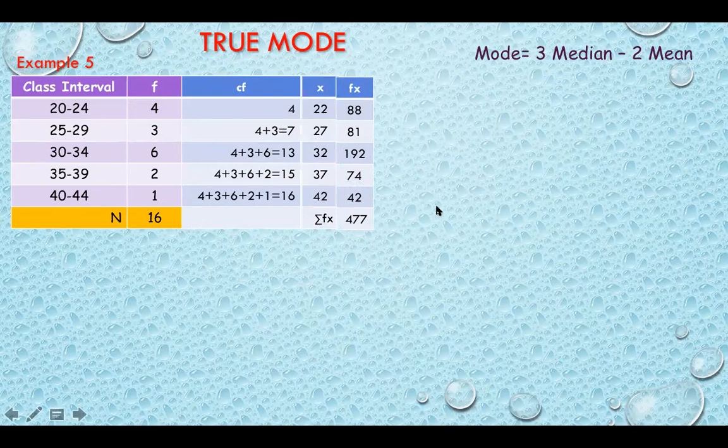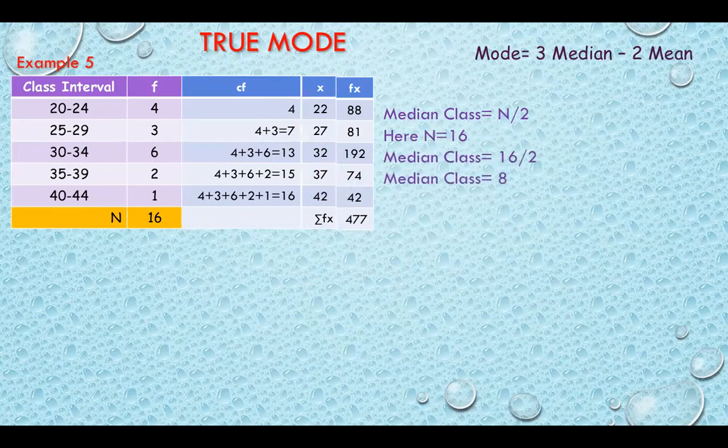And now first we will calculate the median of this data set. For the median, we have to find the median class, that is n by 2. Here n is equal to 16, and 16 divided by 2 is 8. The class which has the cumulative frequency 8 or higher than 8 will be the median class. Here this class will be the median class.